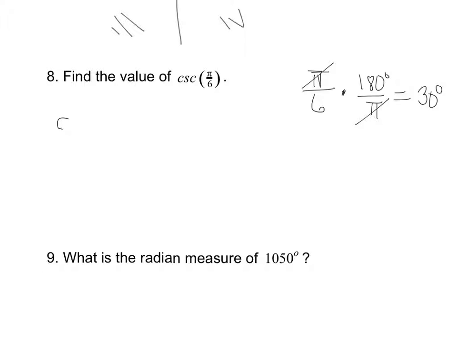So the cosecant of pi over 6, this radian measure, is really just asking for what's the cosecant of 30 degrees. So if I look at my chart and I look for what's the cosecant of 30 degrees, that would be 2.